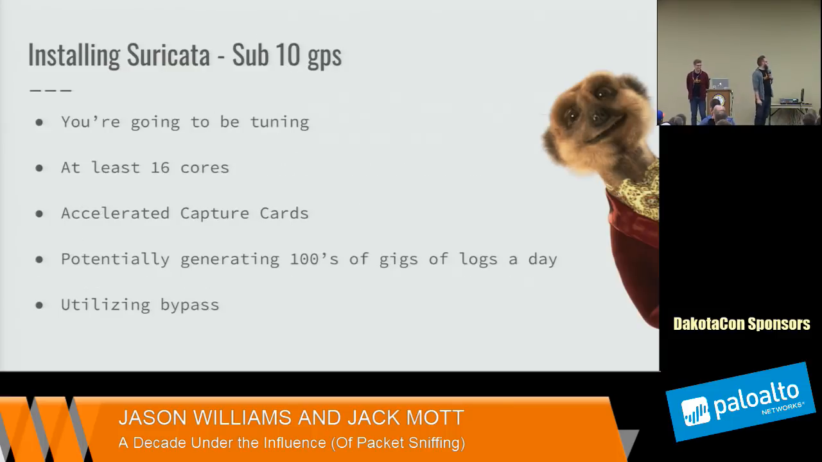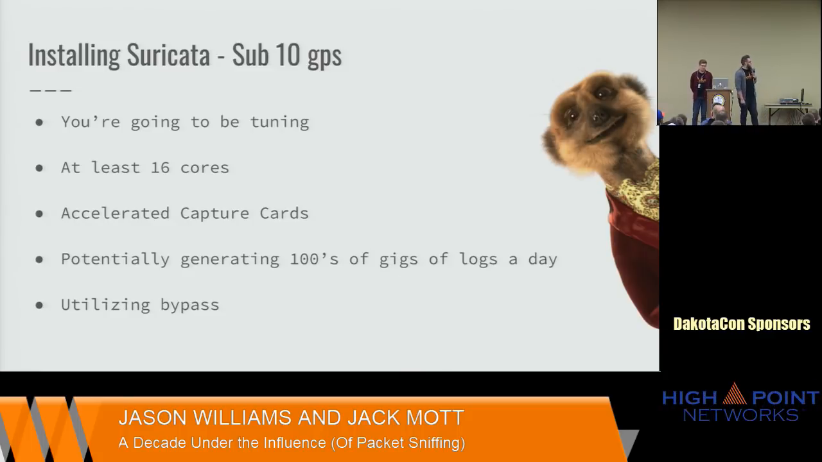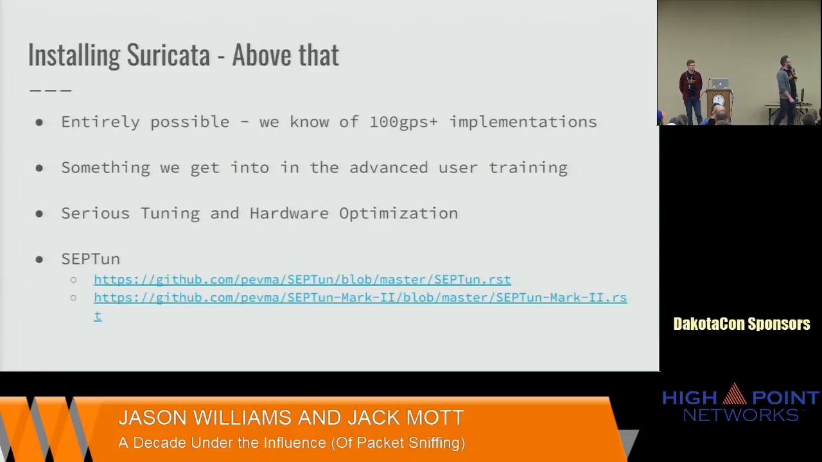I'm totally taking these. Under 10 gigs, you're going to be tuning. You're going to need at least 16 cores. Maybe you might need to get into some accelerated capturing. Storage kind of starts to become an issue here because you're going to be generating a lot of logs depending on how you're looking at your traffic. And bypass is going to make a big difference for you.